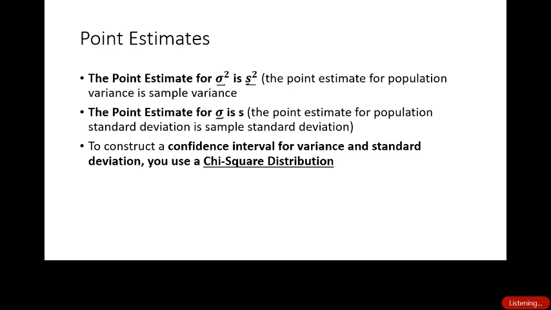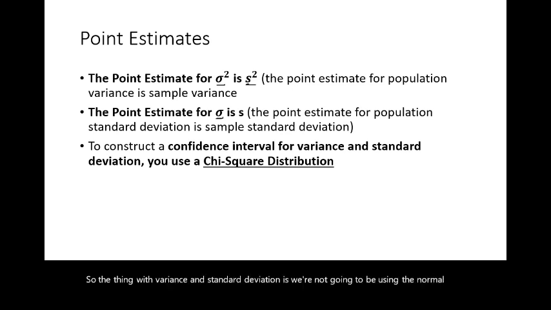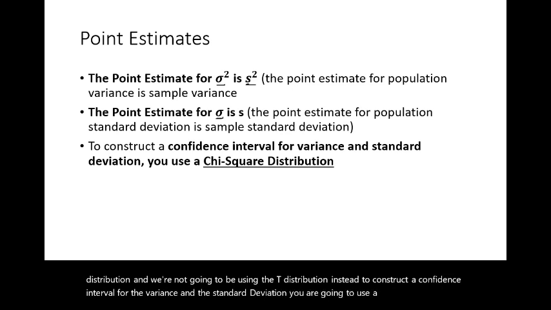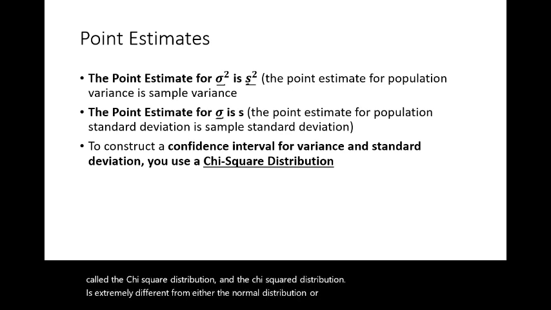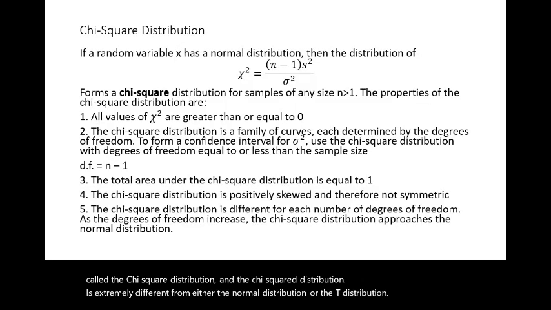So the thing with variance and standard deviation is we are not going to be using the normal distribution and we are not going to be using the t-distribution. Instead, to construct a confidence interval for the variance and the standard deviation, you are going to use a new distribution called the chi-square distribution. And the chi-square distribution is extremely different from either the normal distribution or the t-distribution. The biggest difference is that it's not bell-shaped.